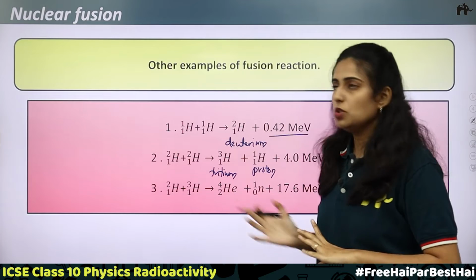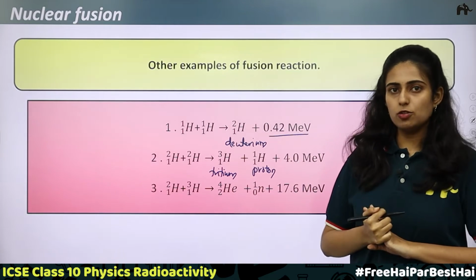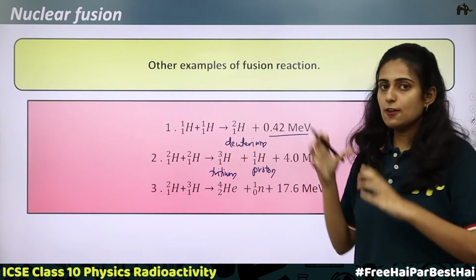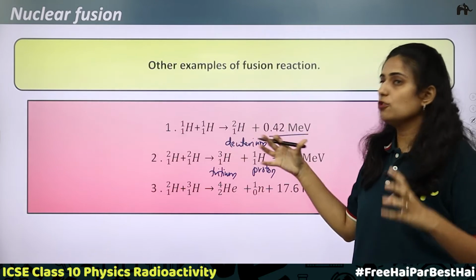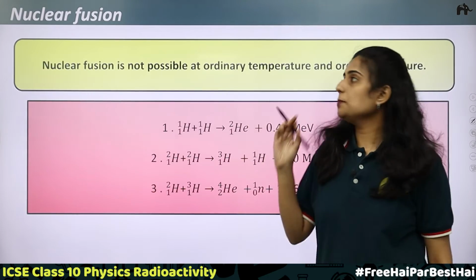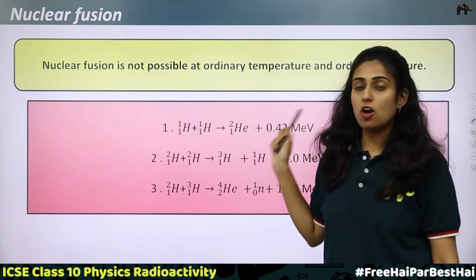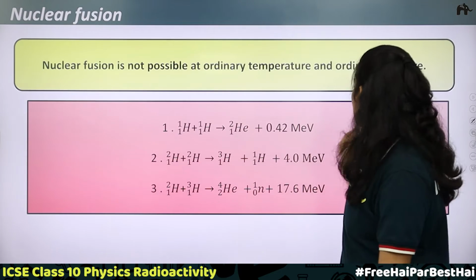So, understood nuclear fusion and examples of nuclear fusion. In case of fission, it is splitting. In case of fusion, it is combining. Now, an important point to remember is nuclear fusion is not possible at ordinary temperature and ordinary pressure.